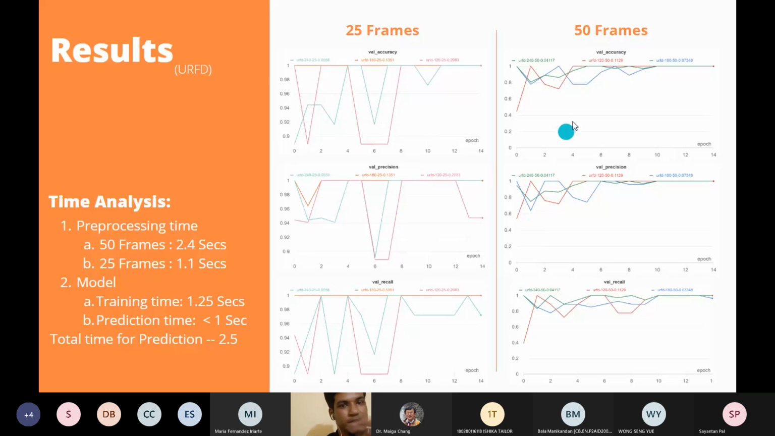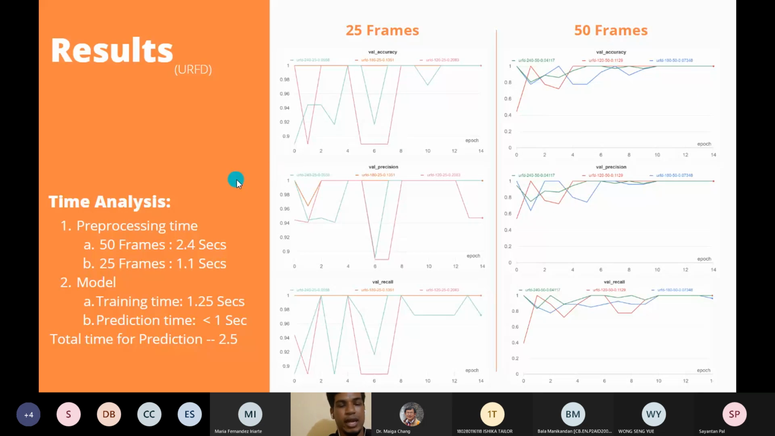And in the 50 frame approach, we got pretty good results. In the first URFT dataset, we got around 100%, and it is quite stable. And if you see the accuracy, it reached around 100% accuracy in that URFT dataset.